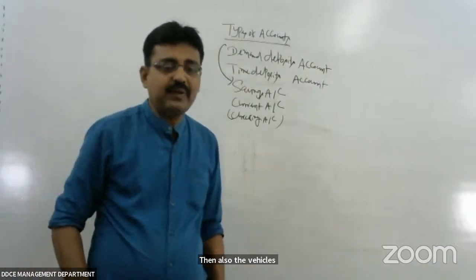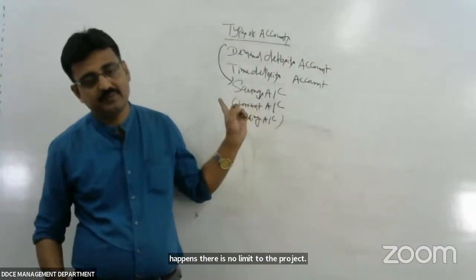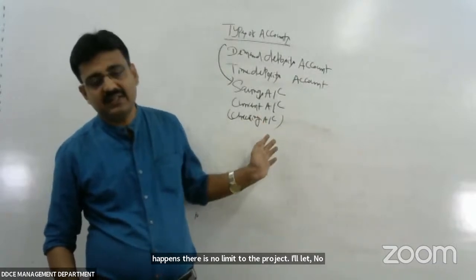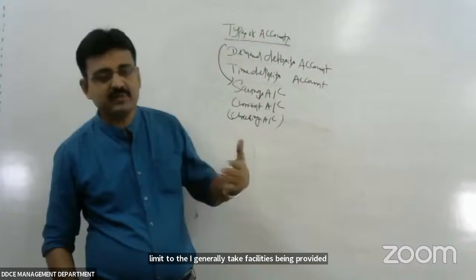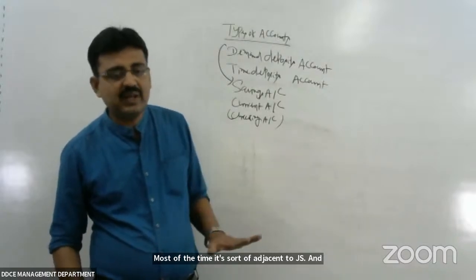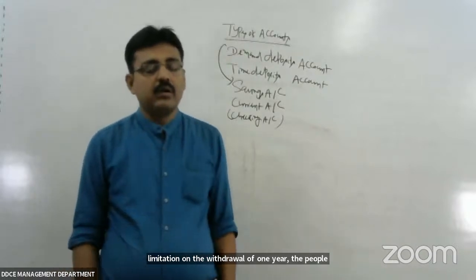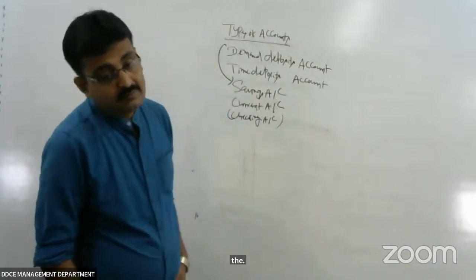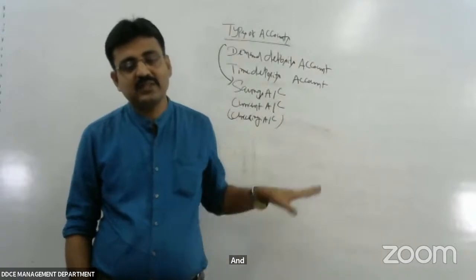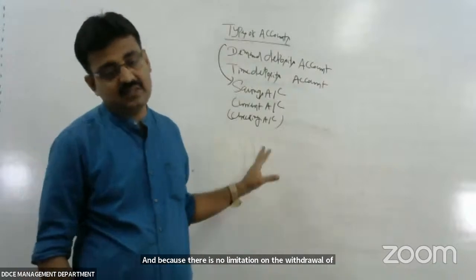In a current account, what happens? There is no limit to the transaction, unlike a savings account. No limit to the transaction, and generally a cheque facility is provided. Most of the time the transactions get settled through cheques, with no limitation on the withdrawal of money or on the repayment of money. And because there is no limitation on the withdrawal of funds in a current account, generally the banks do not provide any interest on a current account.